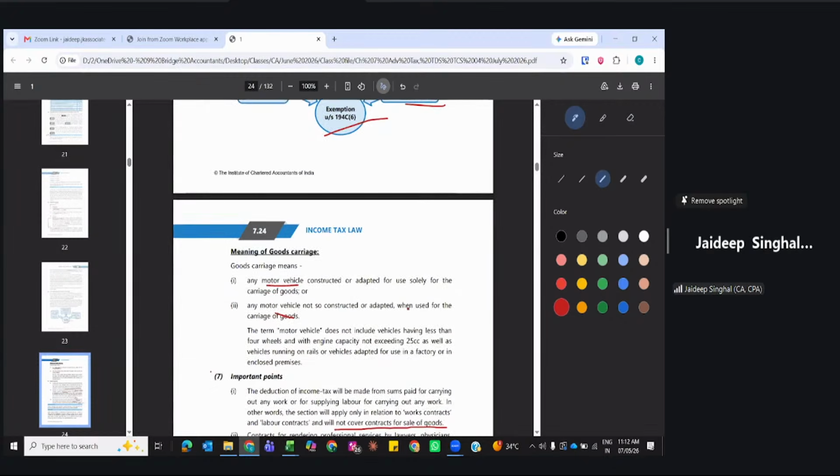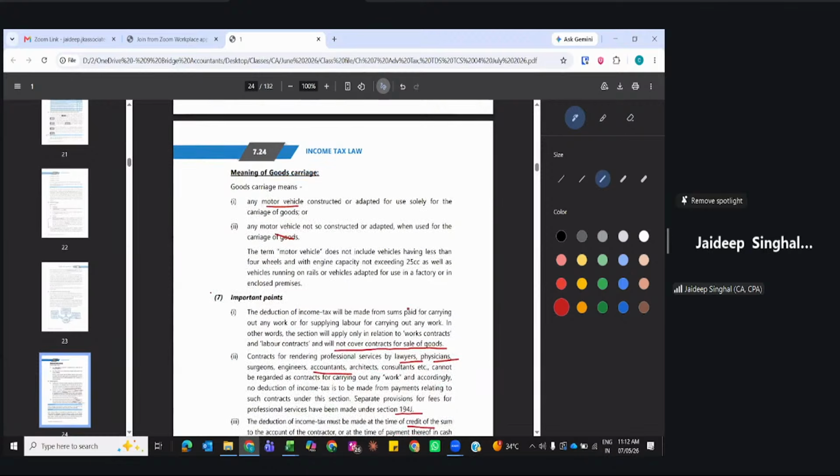Again, one more thing was there. TDS is not applicable on personal use items, personal goods, right? If you have purchased and paid for a personal purpose, no TDS is there in 194C as well as 194J, that we will come to.